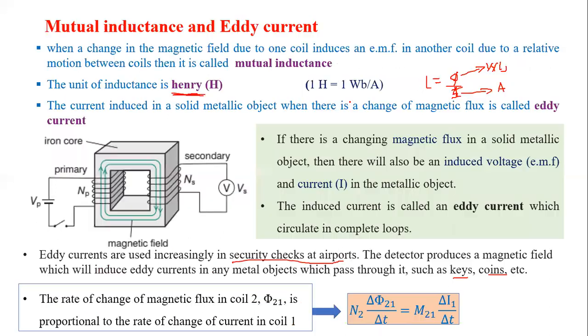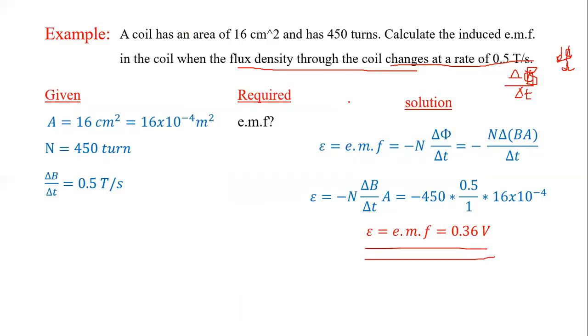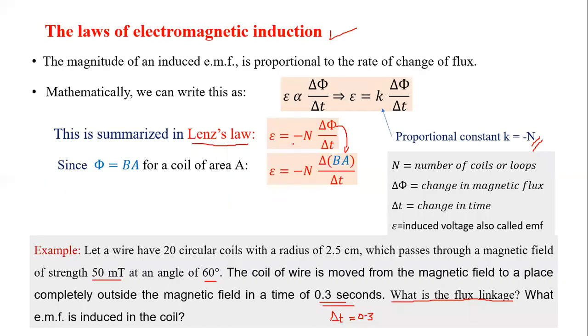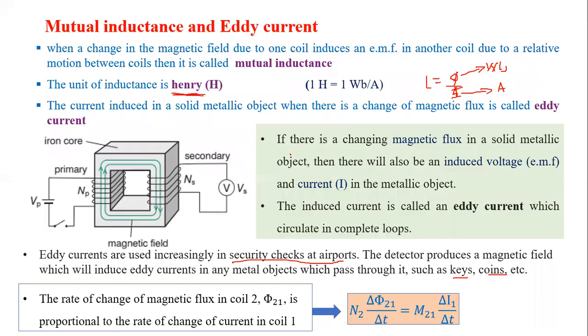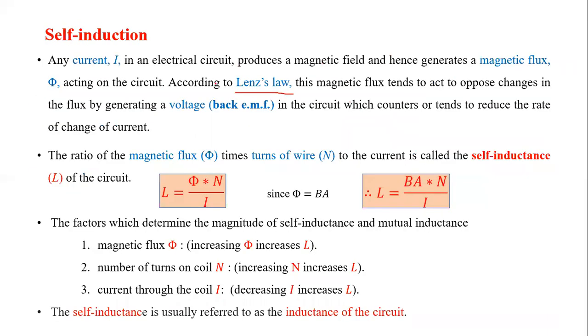What is Lenz law? Lenz law says the induced electromotive force is equal to minus N delta phi over delta t. This is called Lenz law. This minus represents the opposition. According to Lenz law, this magnetic flux tends to act to oppose the change in the magnetic flux by generating voltage. So that's why we are using the minus sign there.